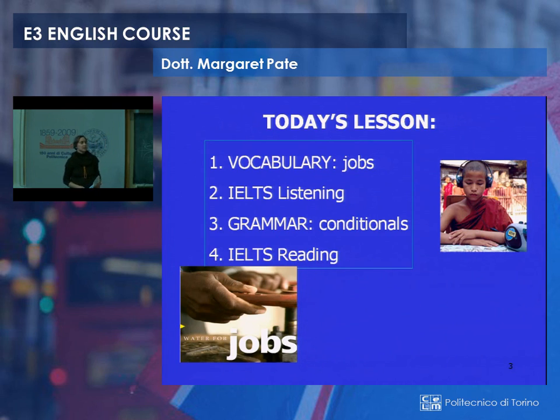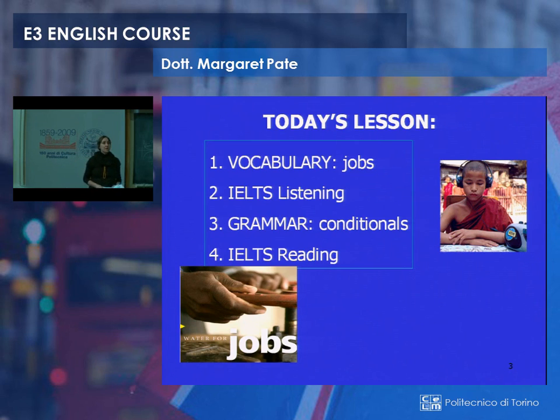Okay, let's have a look then at today's lesson. We're going to start today with some vocabulary, and today's topic is the world of work and jobs, a very important area for the IELTS exam. Then we'll be doing some listening. Again, we're going to be looking at the last text of the listening, which is the lecture, and we'll be looking at 4 different question types that you could find at the exam. So we'll look at the techniques for answering those questions.